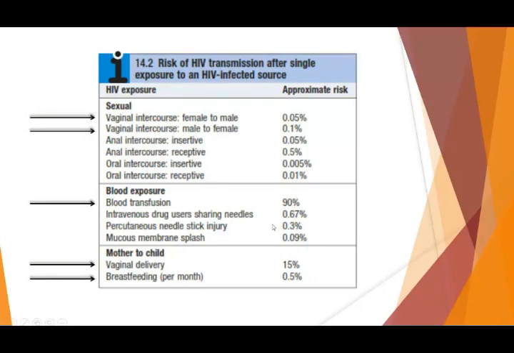The window period is during the stages of HIV infection when the patient has no symptoms, asymptomatic, despite having a high viral load. So this patient will spread the virus rapidly to others if exposed to another person.